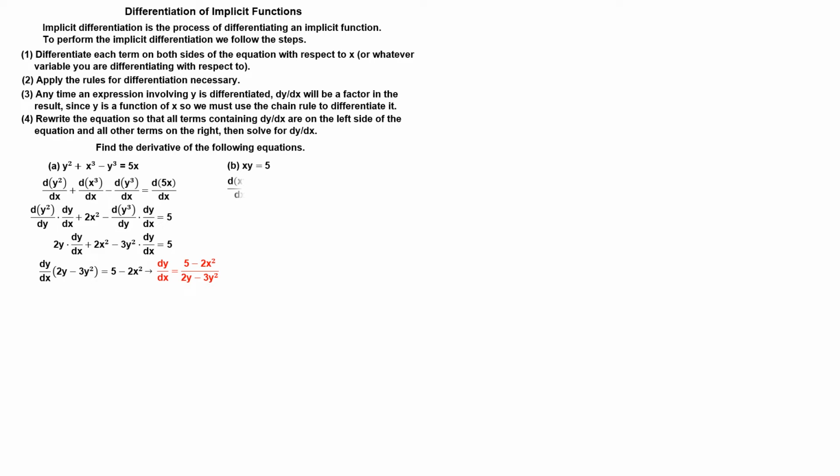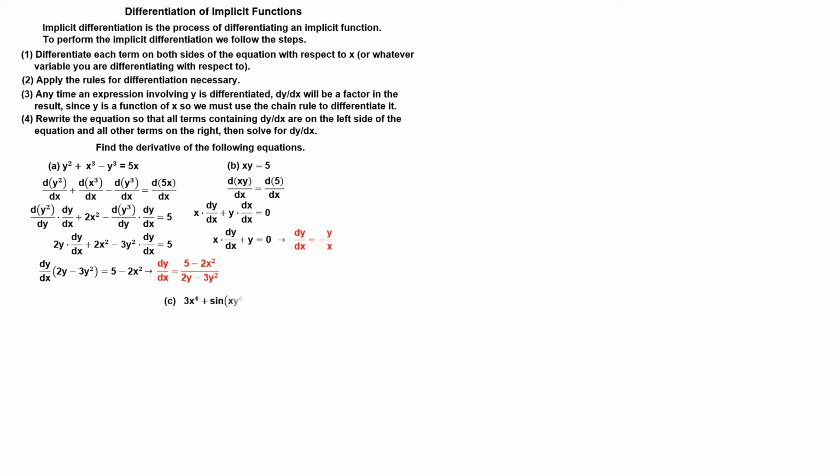To solve item B, step 1. Differentiate every term on both sides with respect to x. Steps 2 and 3. For the first term, we use the product rule, and for the second term, the derivative is 0. We should notice that after applying the product rule, we do not need to use the chain rule because we already get dy/dx. Step 4. We rewrite the equation. All terms containing dy/dx are on the left side of the equation, and all other terms on the right. Then solve for dy/dx.